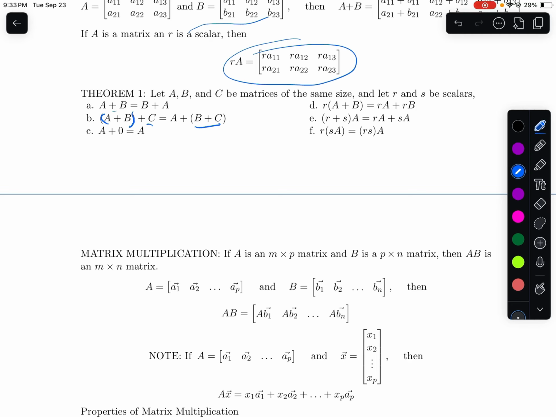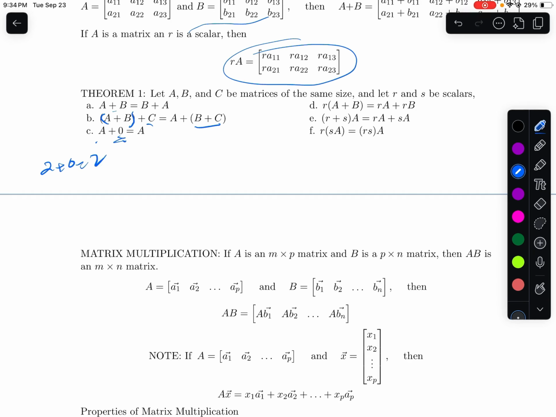Second, A plus B plus C is equal to A plus B plus C, grouped differently. It means if you add A and B first and then add C, you will get the same result as if you had added B and C first and then added A to the result. This is the associative property.